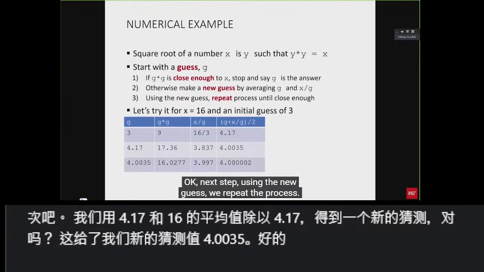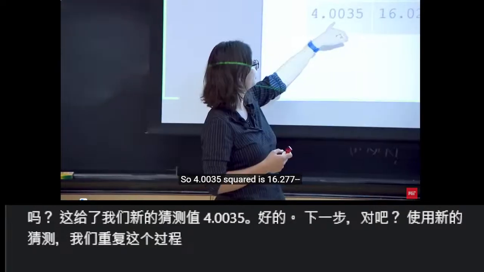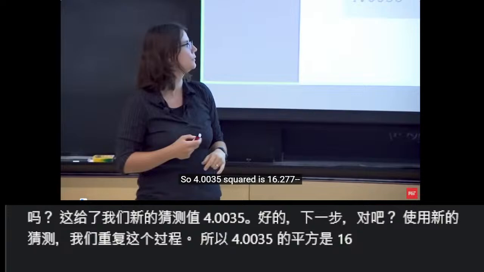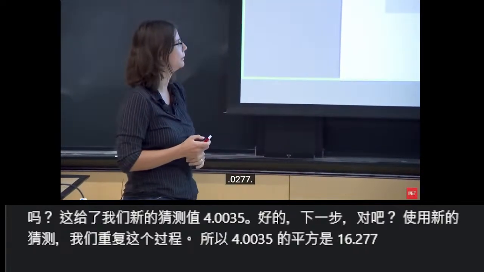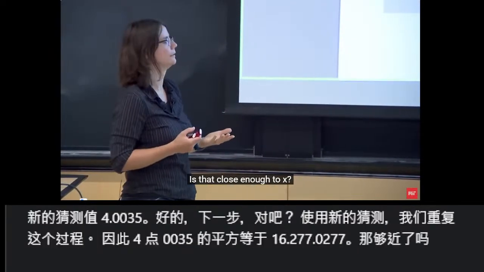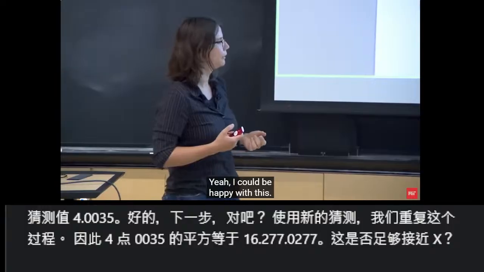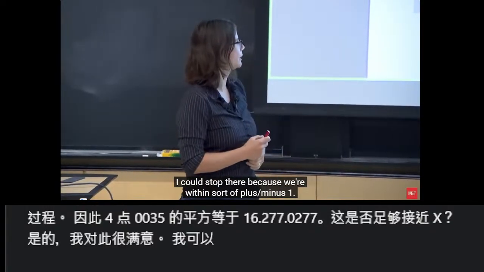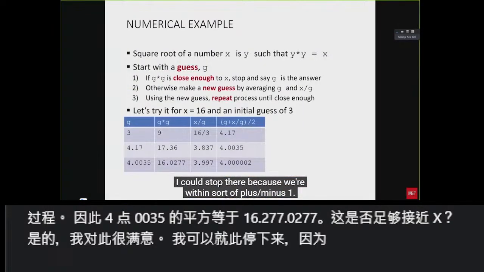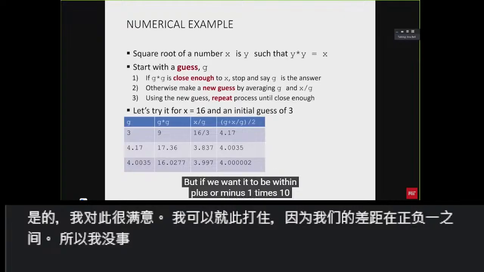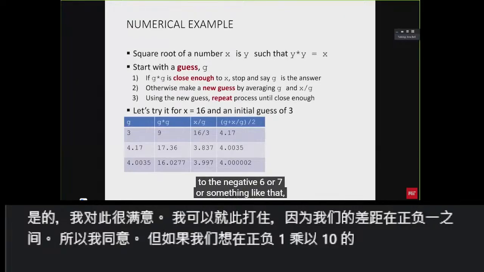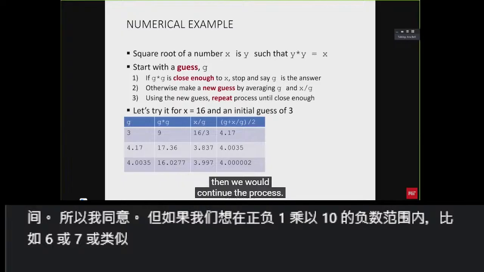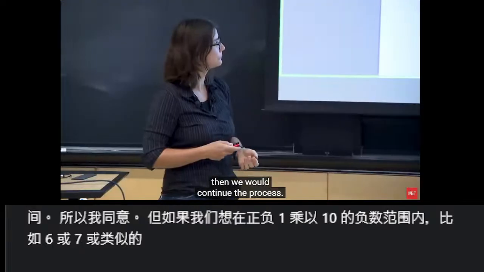Next step: using the new guess, we repeat the process. So 4.0035 squared is 16.277. Is that close enough to x? Yeah, I could be happy with this. I could stop there because we're within plus or minus 1, so I'm okay with that. But if we wanted to be within plus or minus 1 times 10 to the negative 6 or 7 or something like that, then we would continue the process.